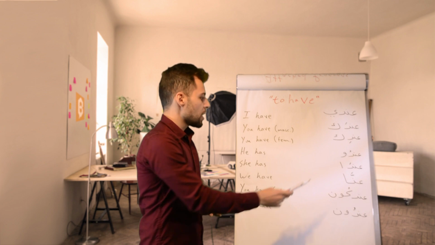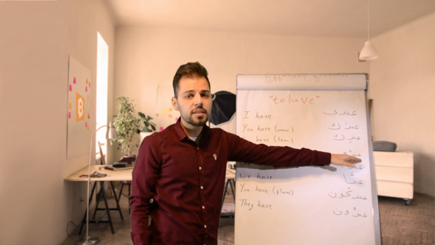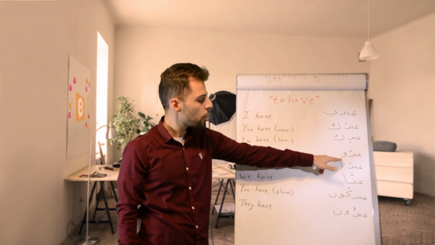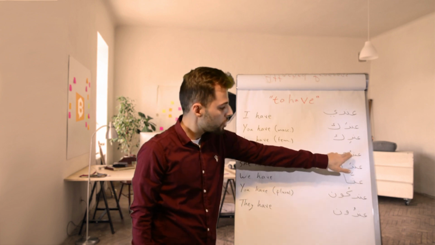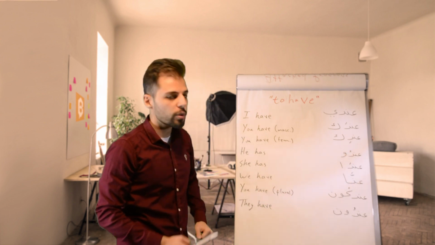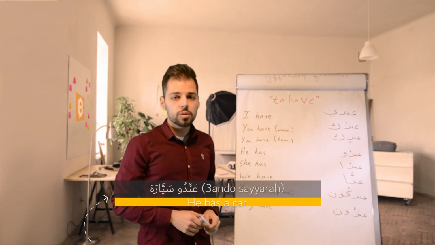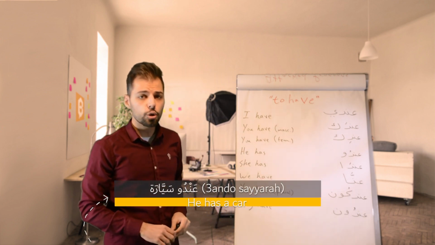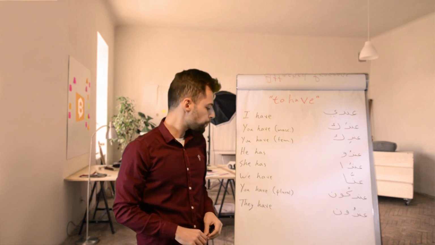Next, we have عنده. عنده means he has. It's عند and we add the attached pronoun واو to it with the sound ضمة or u to the letter before the واو. So it's عنده. For example, عنده سيارة. It means he has a car.